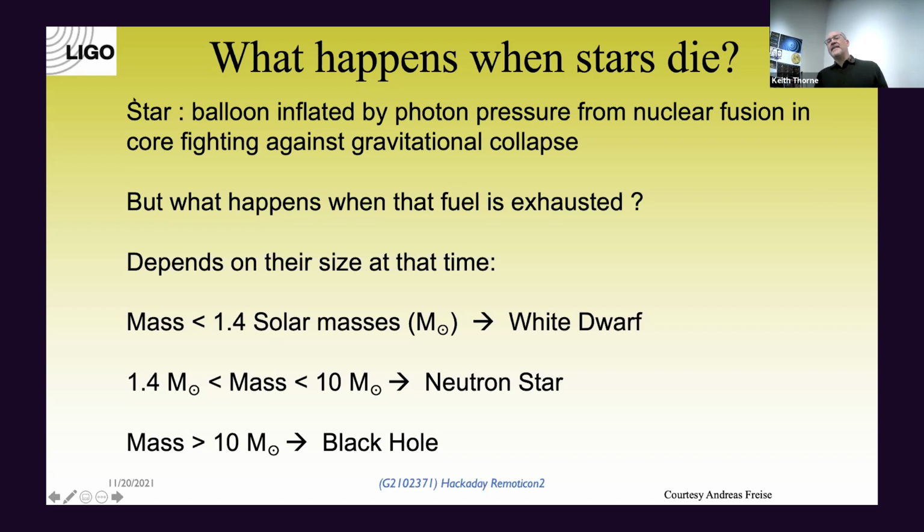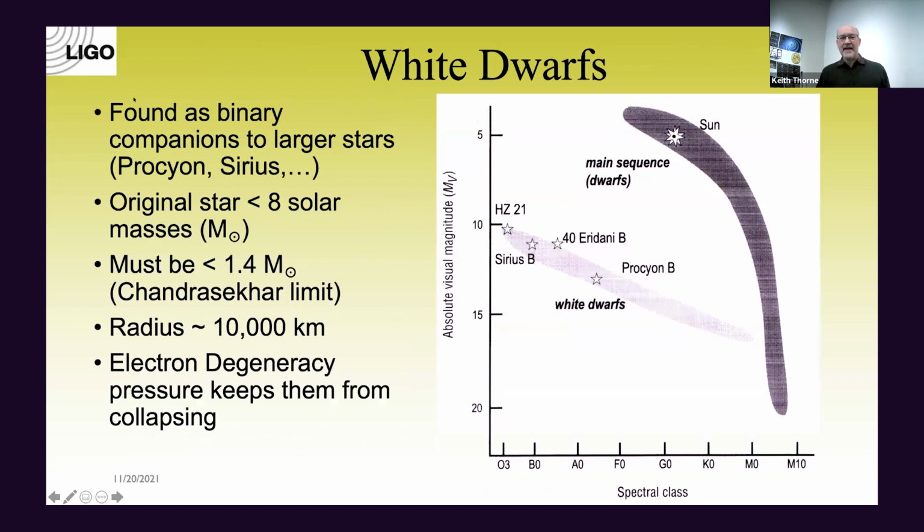Well, it depends on how big they are. If they're about the size of the sun, they end up being what's called a white dwarf. If they're up to 10 times as big as the sun, they blow up and then become something more extreme, a neutron star. And if they're really big, they become a black hole. So what are these extreme things?